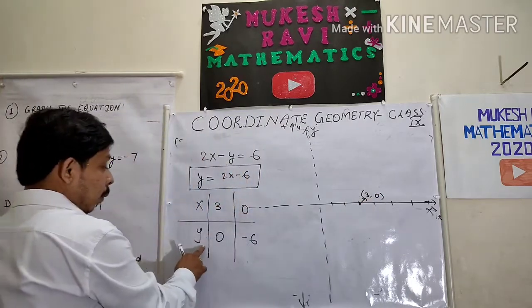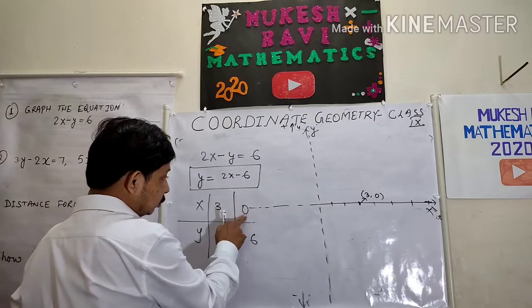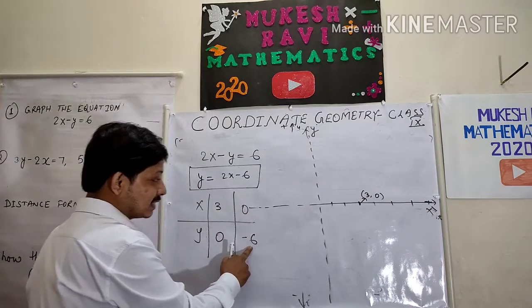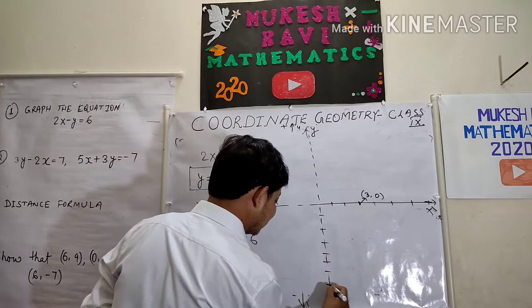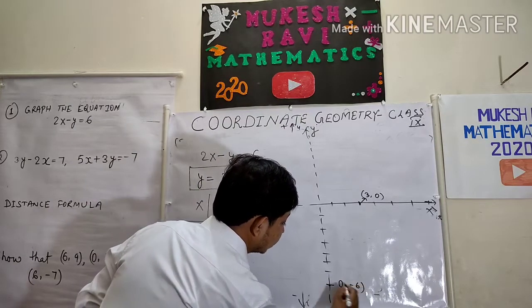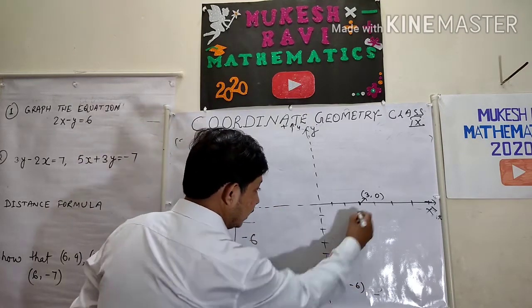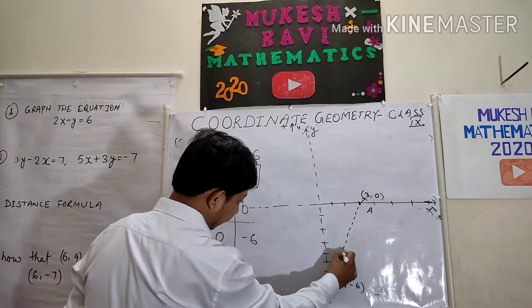And then x equal to 0, y equal to minus 6. 1, 2, 3, 4, 5, 6, 7. This is minus 6. So we can write 0, minus 6. Now this is the point. Suppose this is A and this is B. We will join this line.